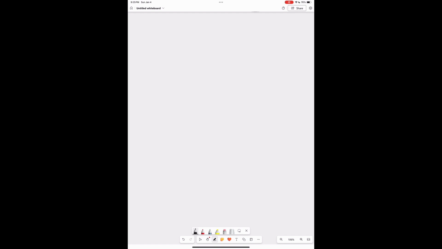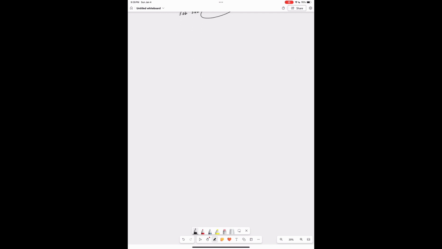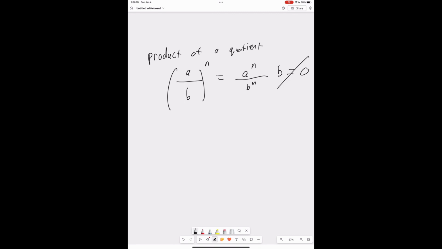Now we have a power of a quotient. So if we have a divided by b raised to the n power, we can write this as a to the n divided by b to the n, and b cannot equal 0 because you can't divide by 0, right?